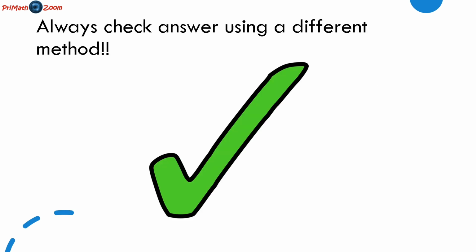Always check your answer using a different method. So if you use the first method, underline or highlight important information, you can always model to see if your answer is the same. Or you could write equations or expressions and solve from there to see if your answers are the same. So it's always important to check your answer using a different method.